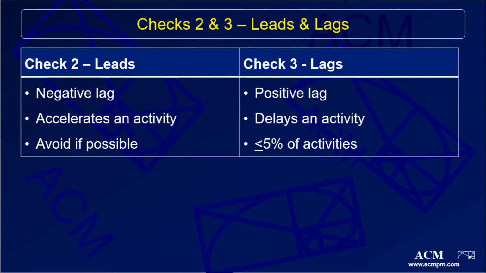Alright, the third check is for lags, which are similar to leads except they are a positive delay instead of negative. So in other words, leads are used to accelerate an activity and lags are used to delay an activity. DCMA recommends that no more than 5% of activities have a lag.